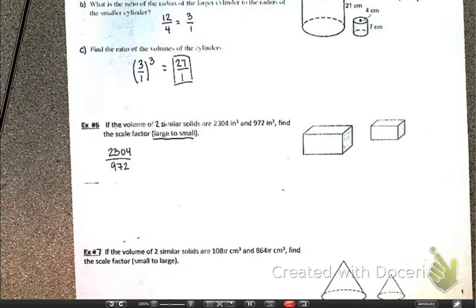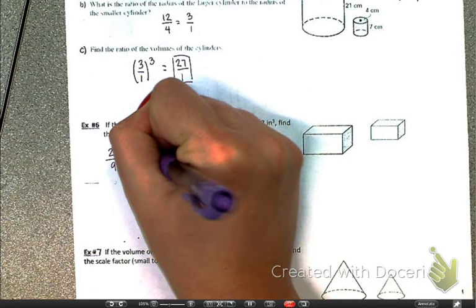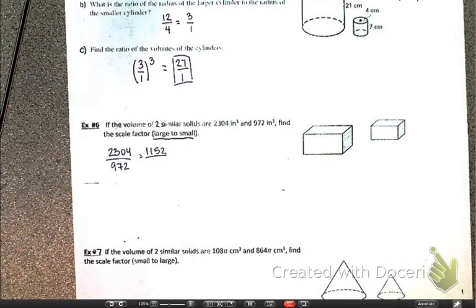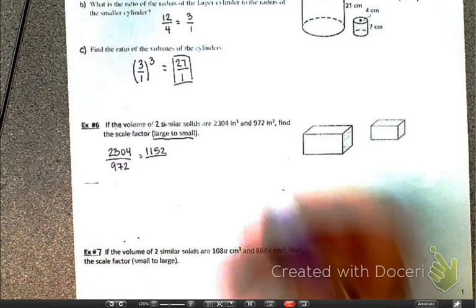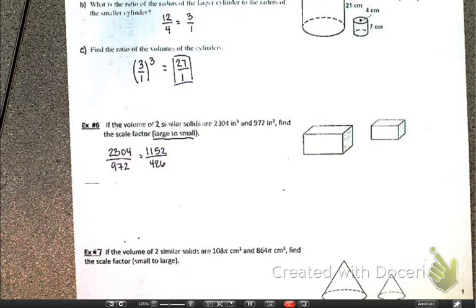Now, when we have a ratio, what is the first thing we should always do? Simplify it. So what number goes into both of those? 2 for sure. Okay, so let's start with 2. 2304 divided by 2 gives you 1,152. And 972 divided by 2 gives you 486. Pretty sure I can reduce that more.